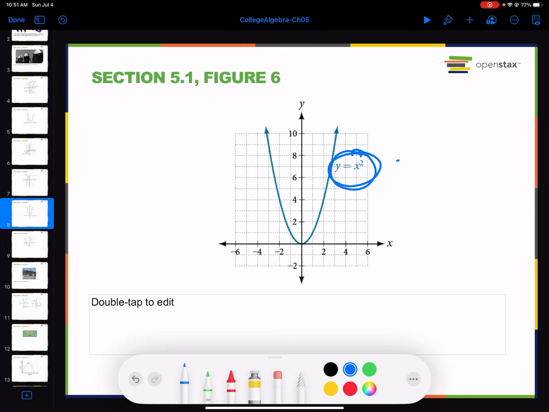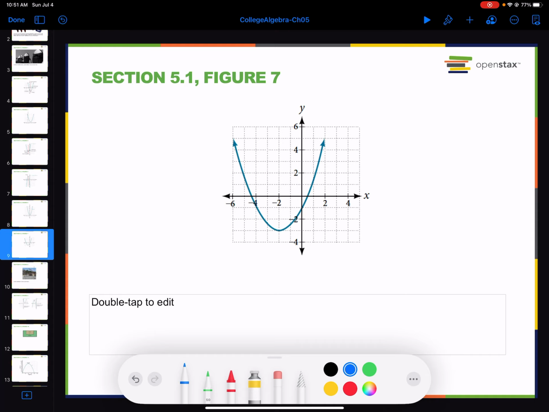So now let's take that one and then let's translate it here. So if we had f of x equals x squared, what have we done? On the inside, we've shifted it left 2. So that's going to say plus 2. And then we've shifted down 3. So that's going to say minus 3. So that's our new function.